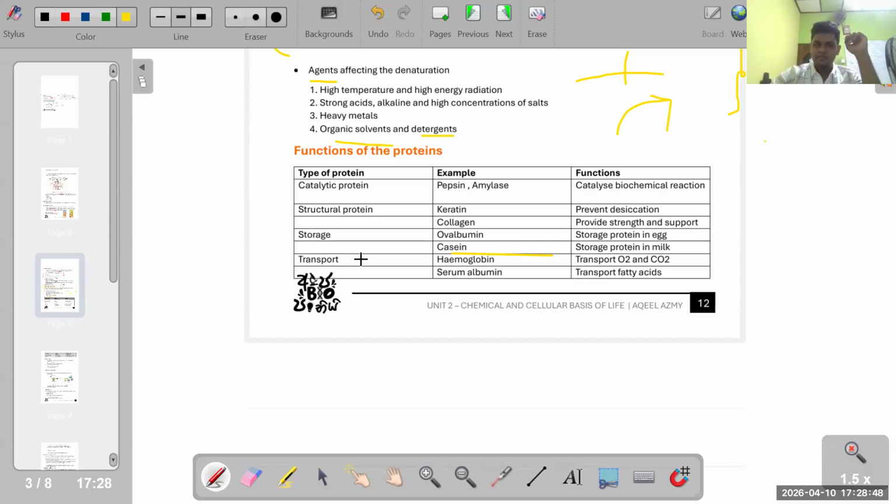Some proteins are involved in transportation function. Example, hemoglobin. It transports oxygen and carbon dioxide. Normally red blood cells contain hemoglobin in them. Hemoglobin carries oxygen molecules. One hemoglobin molecule can carry four oxygen molecules. It carries oxygen molecules within the blood through various organs and tissues. So it acts as a transport protein molecule, so that it can transport oxygen and carbon dioxide through blood.